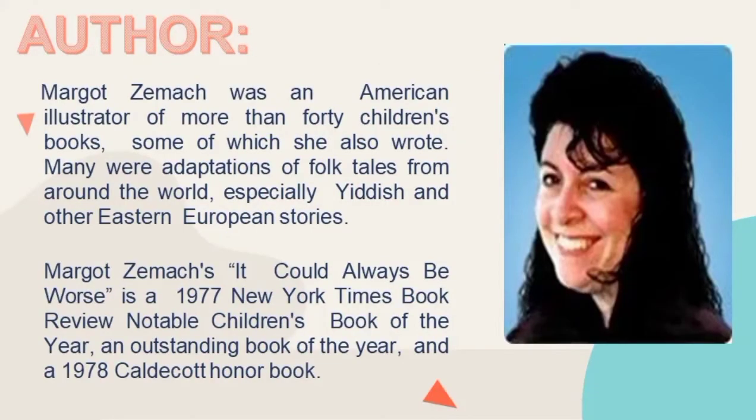Margot Zemach was an American illustrator of more than 40 children's books, some of which she also wrote. Many were adaptations of folk tales from around the world, especially Yiddish and other Eastern European stories. Margot Zemach's It Could Always Be Worse was a 1977 New York Times Book Review Notable Children's Book of the Year, an Outstanding Book of the Year, and a 1978 Caldecott Honor Book.